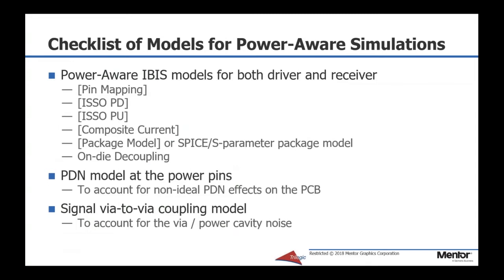So what are the models that are needed for power-aware simulations in HyperLynx? The IBIS model needs to be power-aware and have sections for pin mapping, ISO, PD, and PU models, composite current, a package model or SPICE S parameter package model, and on-die decoupling models. Additionally, we will need a PDN model of the power pins to account for the non-ideal PDN effects on the PCB. And then the via-to-via coupling model as well to account for the via power cavity noise.